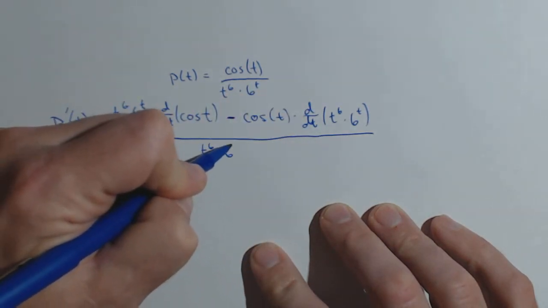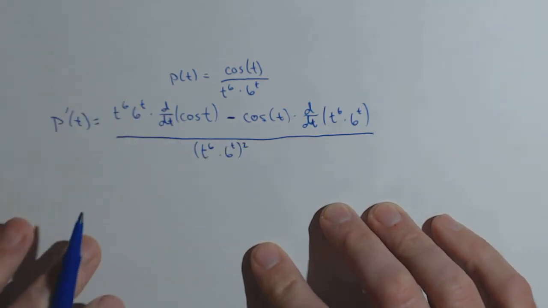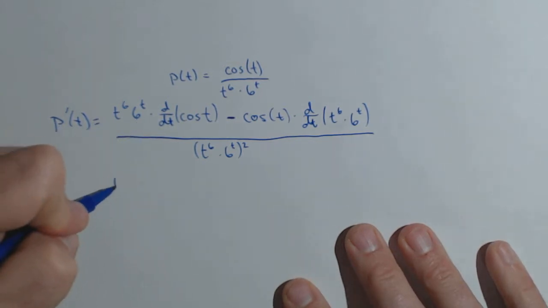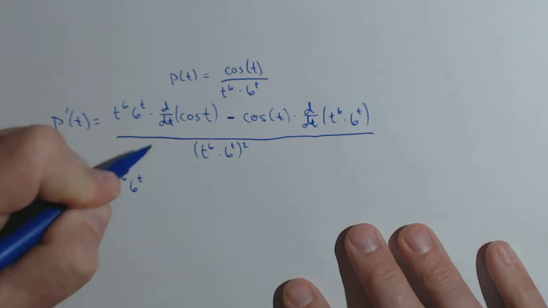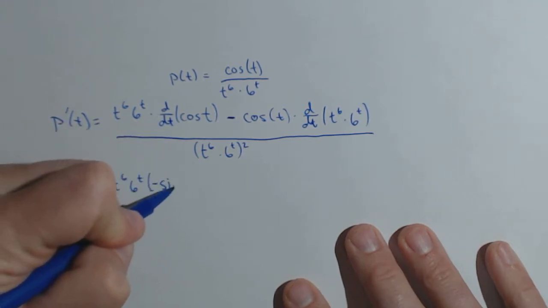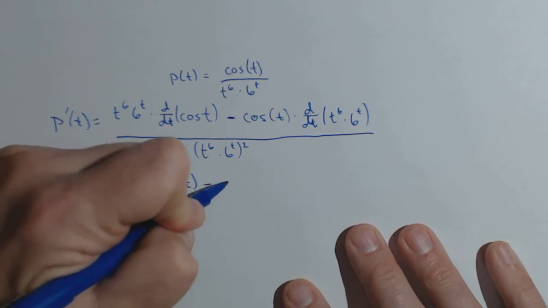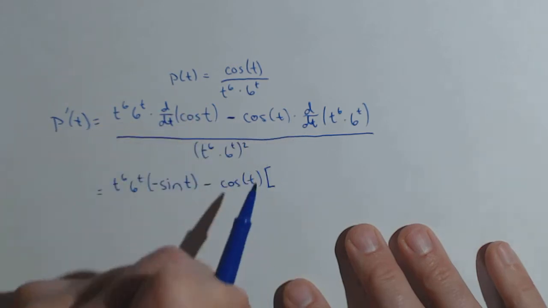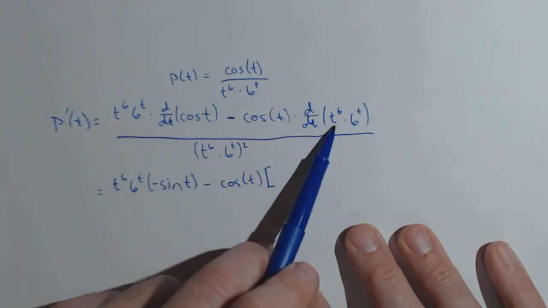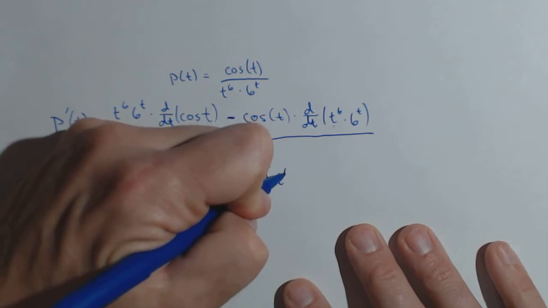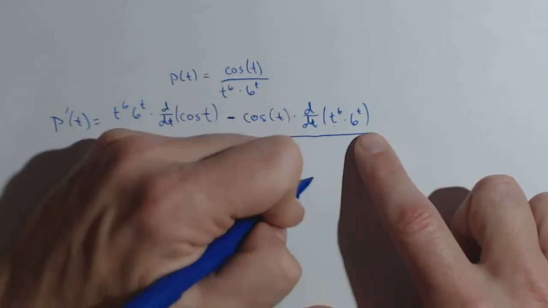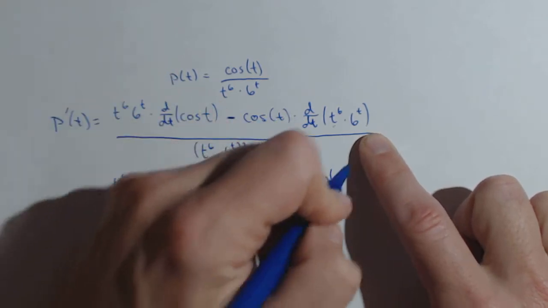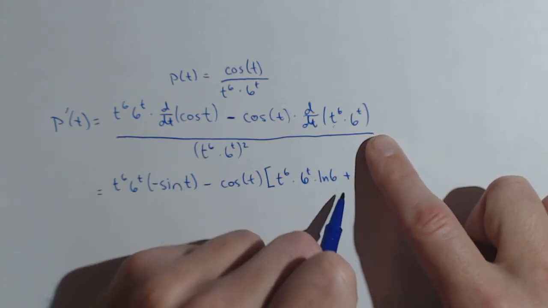T to the 6th times 6 to the t squared. Okay. So we have t to the 6th, 6 to the t. The derivative of cosine is a negative sine of t minus cosine of t. Here's our product rule coming in here, so I'll use brackets to show you where it's going to be. Hold the first part constant, t to the 6th times the derivative of the second. Derivative of an exponential is itself times the natural log of the base. Now remember, product rule is plus.